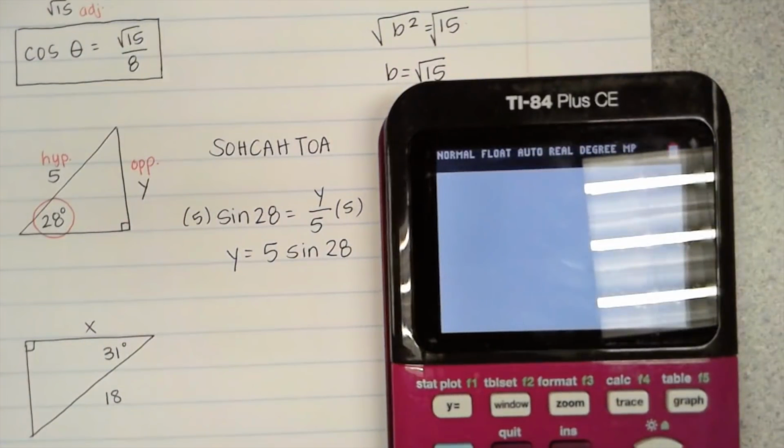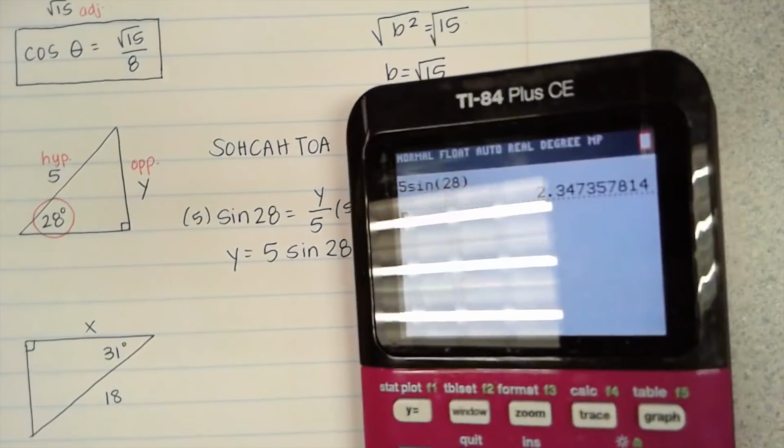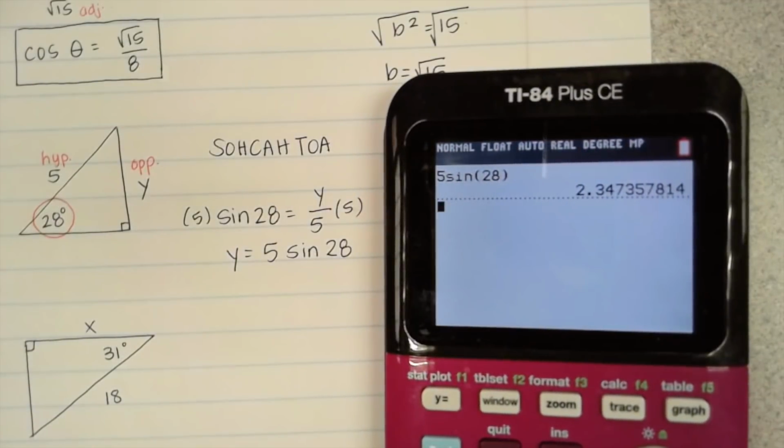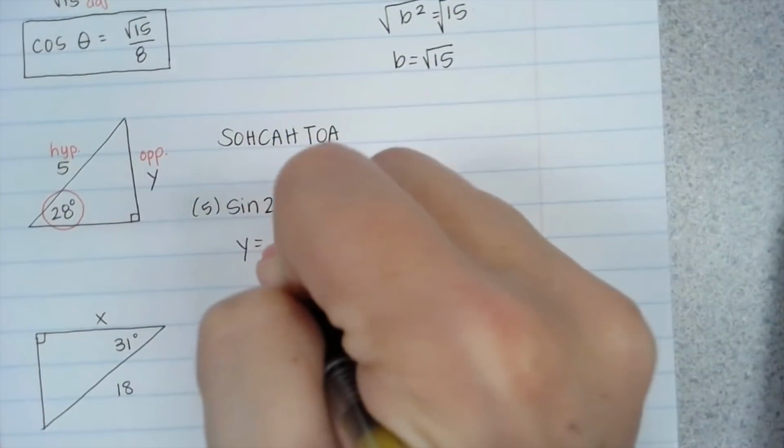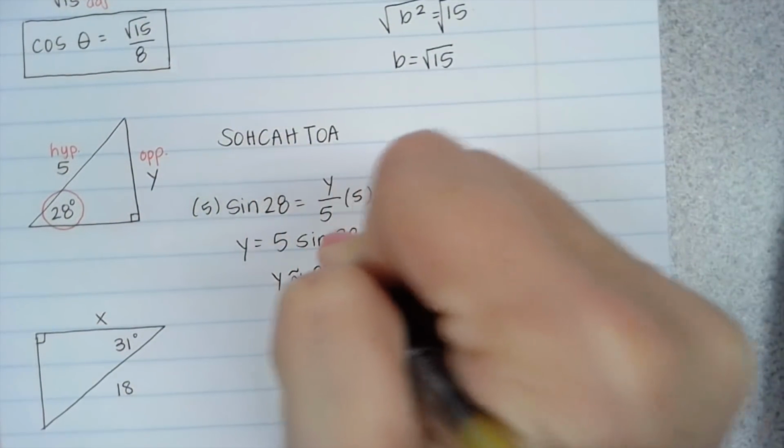Let's see for this one. So 5 sine 28, and I'm in degree mode, so I know that I'm good. The directions for this question say to round your answer to 1 decimal place. So rounded to 1 decimal place, here y is going to be approximately 2.3.